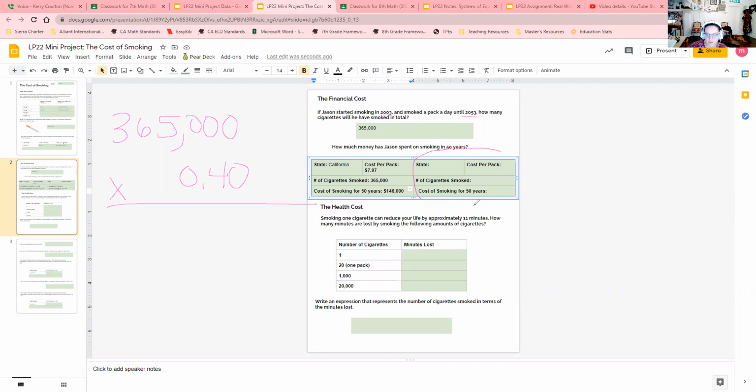So you're going to do the same thing: figure out in your second state that you chose how much smoking for 50 years costs.